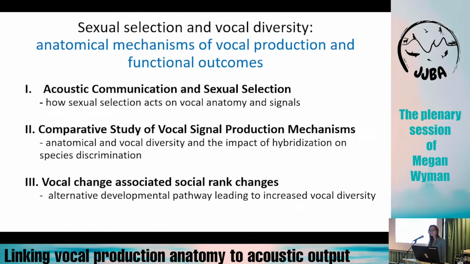And here's a little outline of the talk, starting with acoustic communication and sexual selection, just a small overview, and then examples of this as a case study in bison. And then a comparative study of vocal signal production mechanisms, looking at deer. This is a cross-species comparison of the diversity of vocal anatomy and vocal signals that come out of this. And then the impact on species discrimination once you have hybridization between these species. And then lastly, looking at vocal chains associated with social rank changes in meerkats. And this is sort of an alternative developmental pathway to increased vocal diversity within a species.